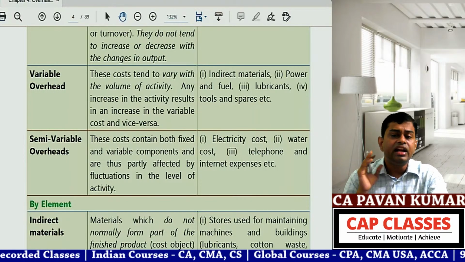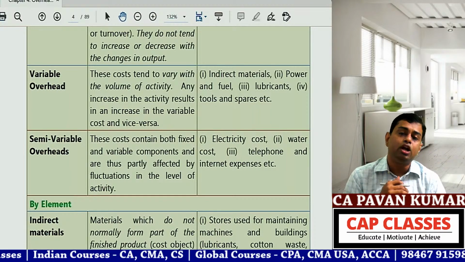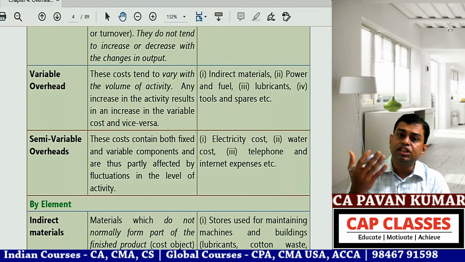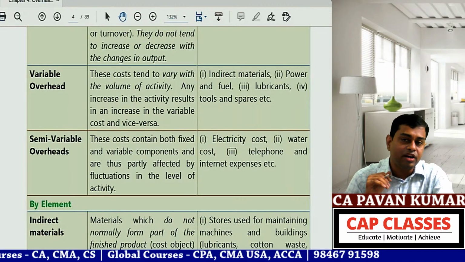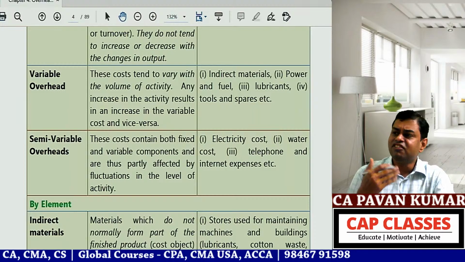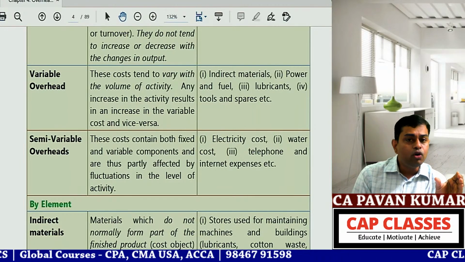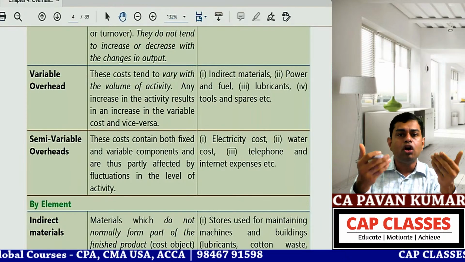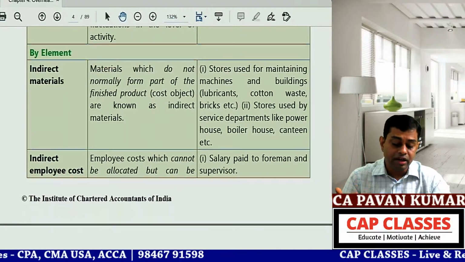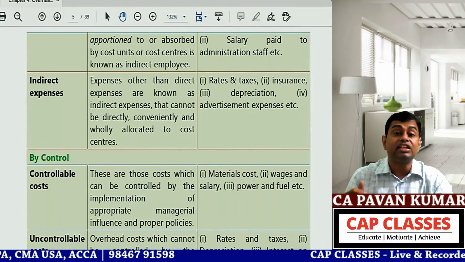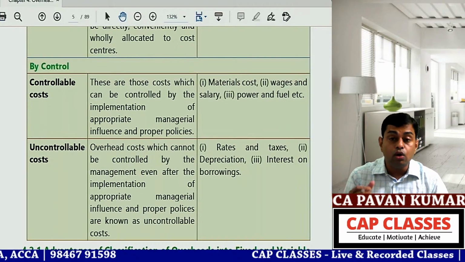You understand? Similarly, internet also, telephone also: up to these many calls, this standard fixed rent you need to pay for the landline. Beyond that, based on the consumption. Nowadays, everywhere it is unlimited free, but previously it was not like that. There was nothing called unlimited outgoing calls free. So they give up to 100 calls, you need to pay 500 rupees. Beyond that, per call, this is the tariff. Like that it will be. And then by element: indirect materials, indirect labor cost, indirect expenses. I told you this. Then control wise: controllable cost, uncontrollable cost.